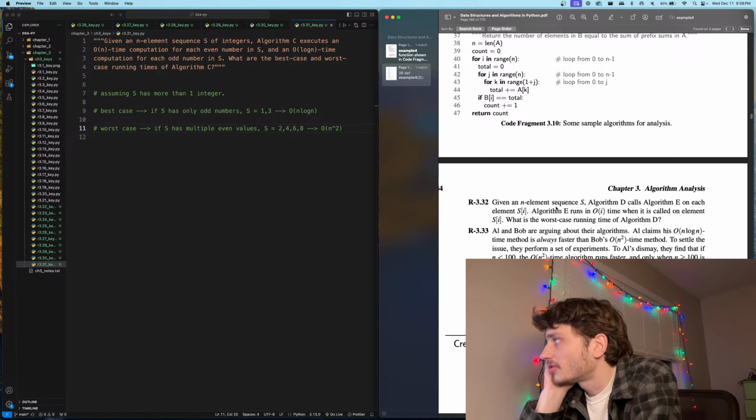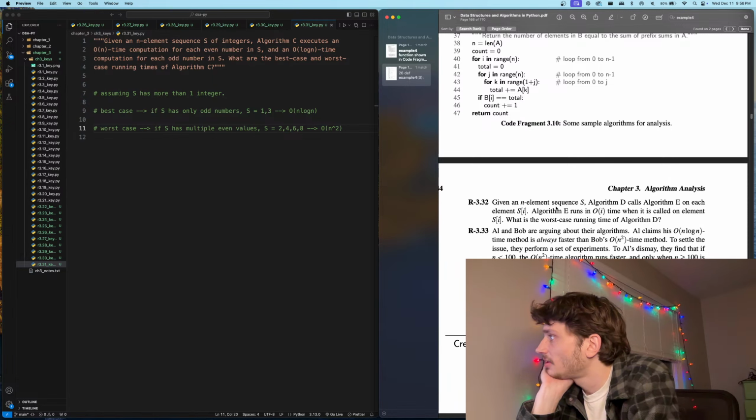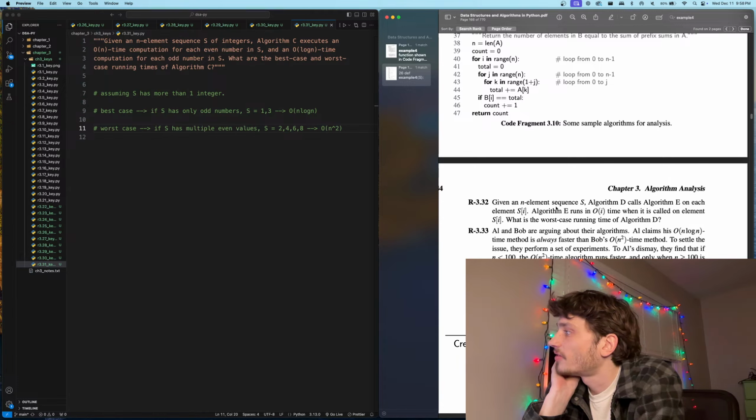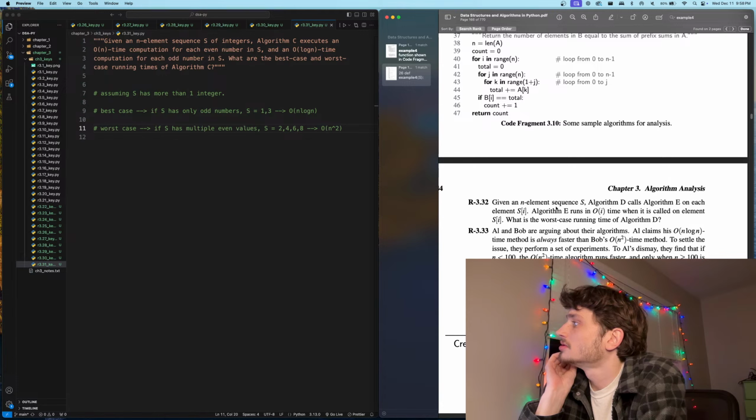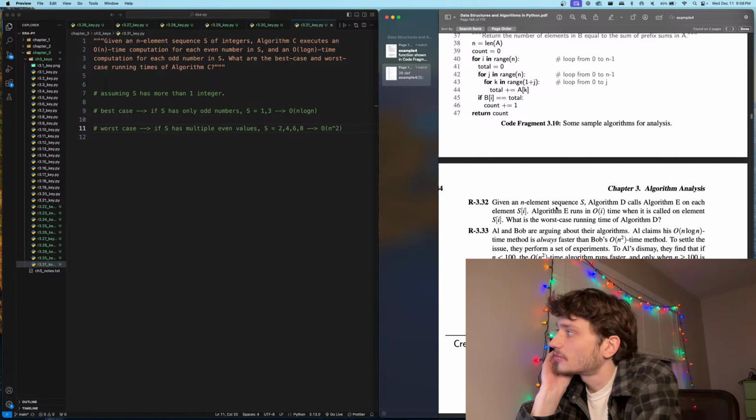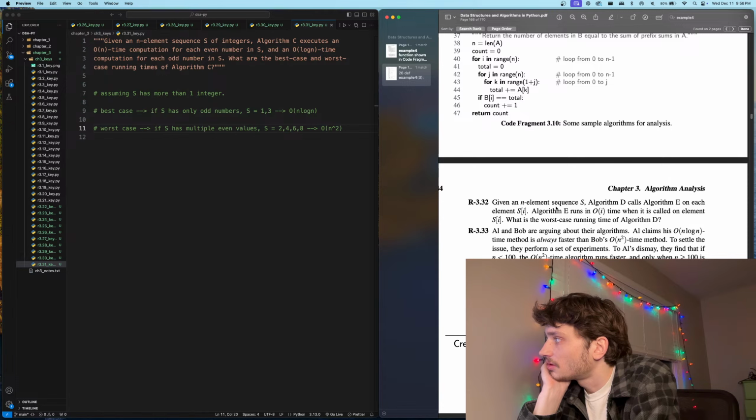So given an n element sequence, if you call algorithm E, which runs in constant time, on each element, algorithm D would run in linear time. For i in the range length of S, run algorithm E on index i.